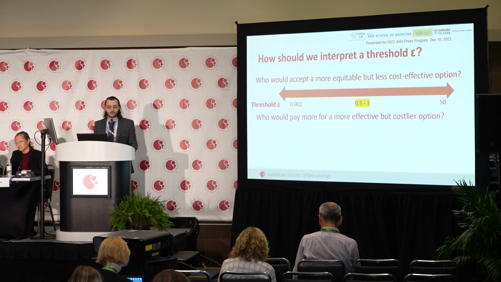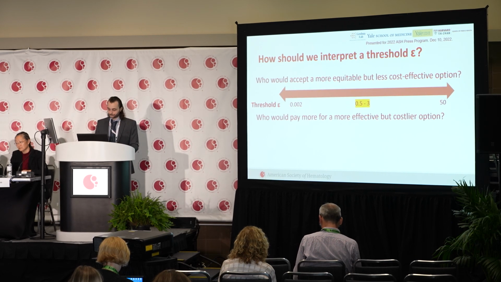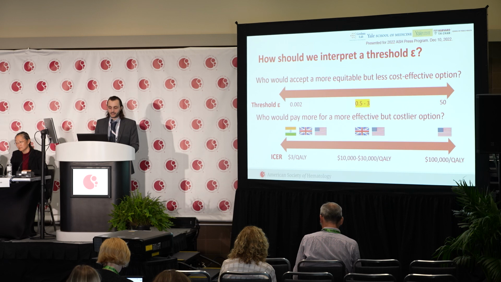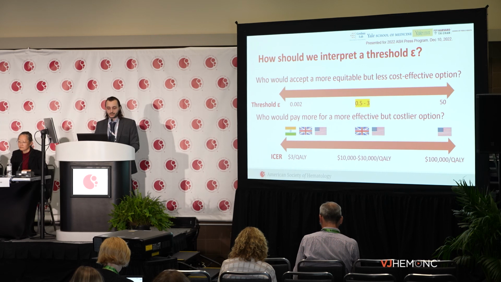So this is an analogy. Who would accept a more equitable but less cost-effective option? And who would pay for a more effective but costlier option? And so at the very bottom here, I put the country flags and the incremental cost-effectiveness ratios for what we know are the typical standard cutoffs in the different countries. And it's a similar component with equity. And so which society as a whole and which inequities is it that we care about?